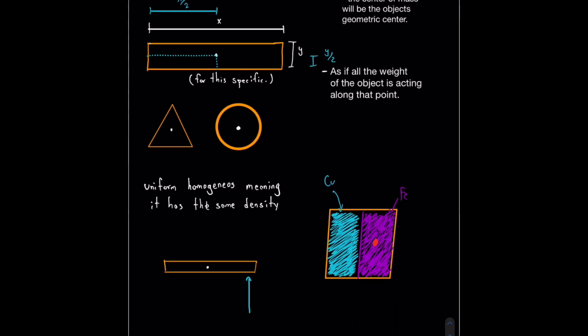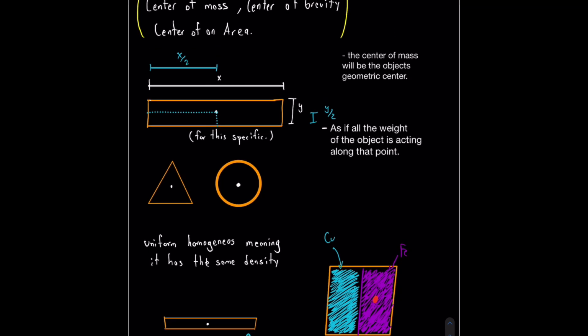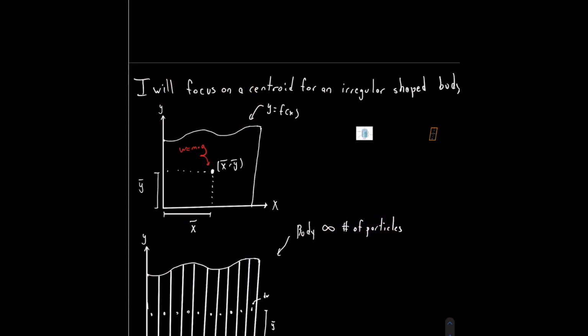Now, what if the body wasn't homogeneous, meaning it had different densities, and it wasn't all the same? Take here, for example, iron, and here copper as an example. The centroid will no longer be at the center. It would most likely be somewhere around here, because iron has greater density than copper. I hope. For this video, I will focus on the centroid for an irregular shaped body.